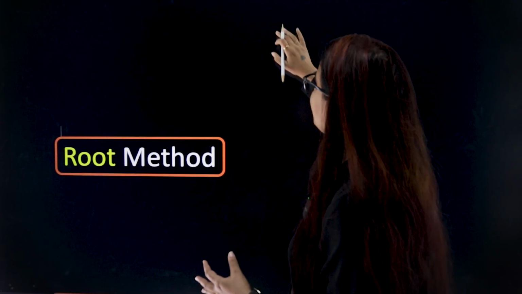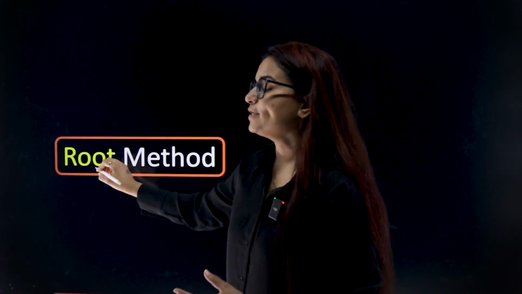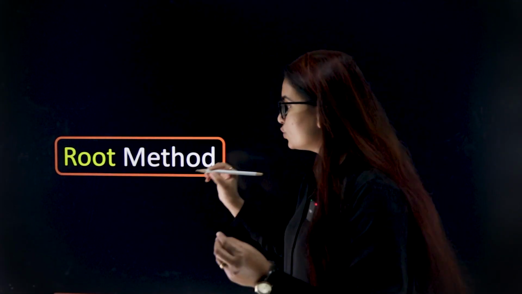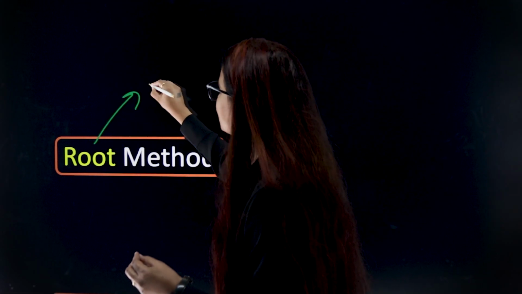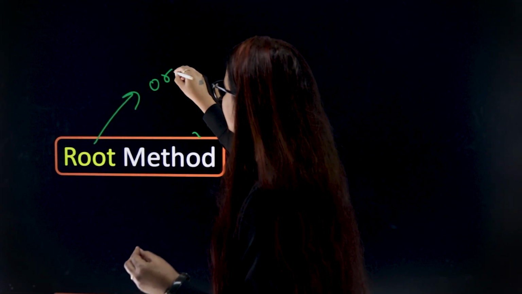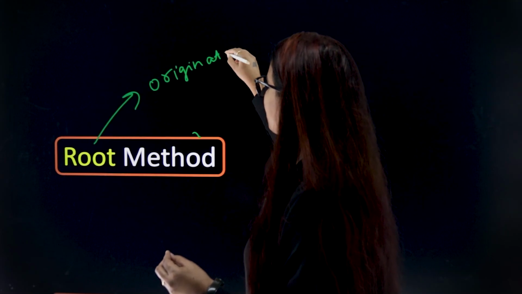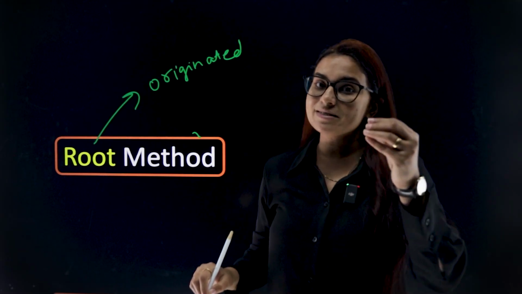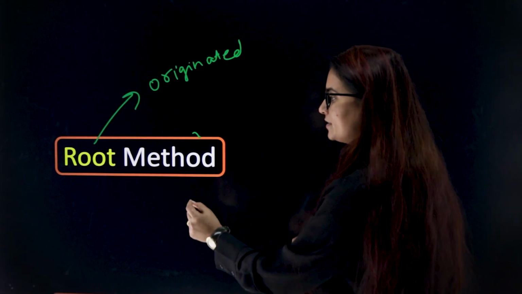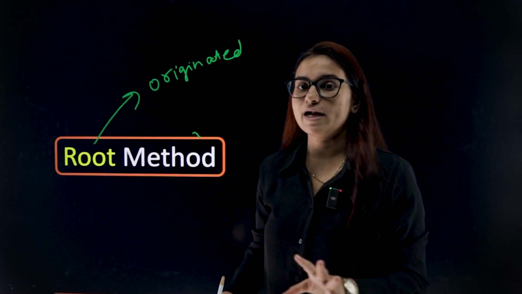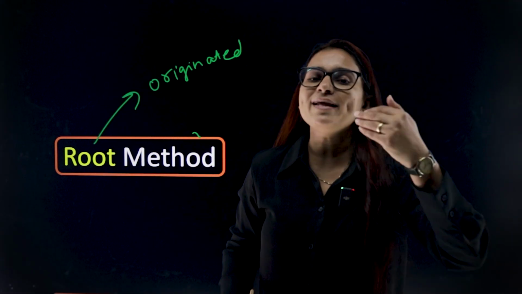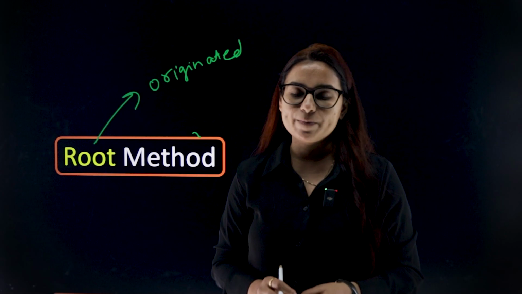In today's video, we'll be dealing with a method called the root method. Root means where something has originated. So any English word we pick has originated from somewhere. Its origin is somewhere. If we can understand that origin, that root, it's very easy for us to understand the word.